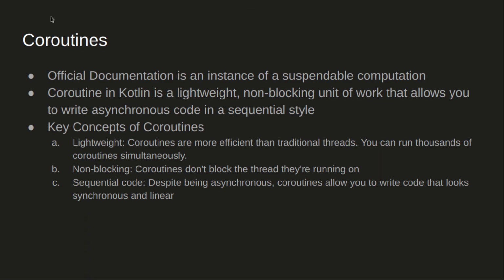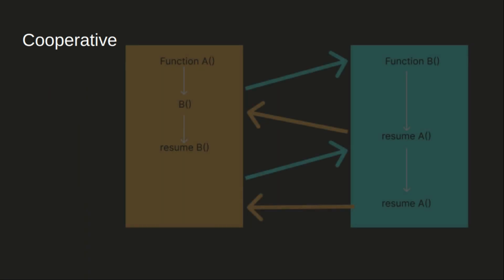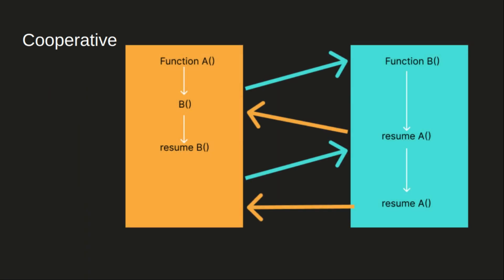So the name coroutines comes from two words: co, meaning cooperative, and routines, meaning functions. So we have cooperative functions. One thing about this is basically the functions are cooperative. So this is going to help us to actually multitask.